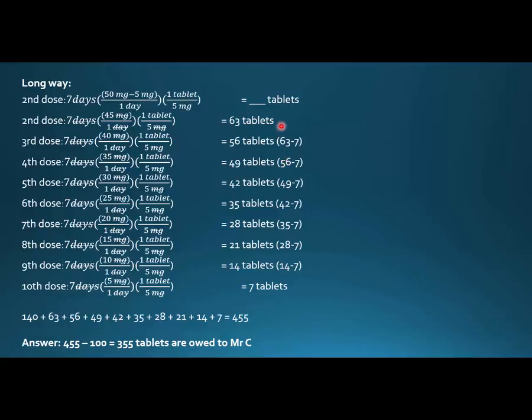But what you might notice is, wait a minute, I see a pattern. 63 went to 56, went to 49. And you notice that this is 63 minus 7 makes 56, 56 minus 7 makes 49. And if you trust this pattern, then you can just forget about all of this and just go 42, 35, 28, 21, 14, and 7. So add up 140 plus 63, 56, 49, 42, 35, 28, 21, 14, and 7 to get to 455. Remember to subtract the 100 you gave them to get to 355.